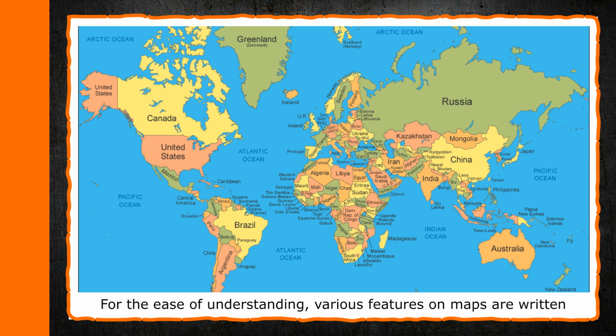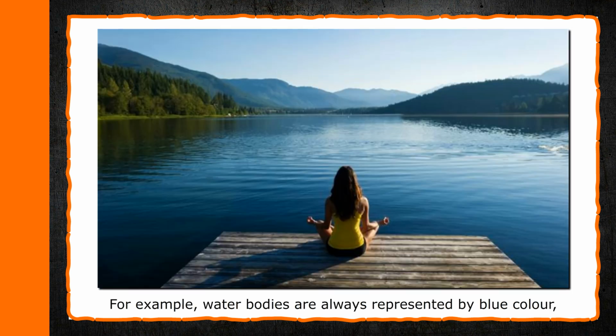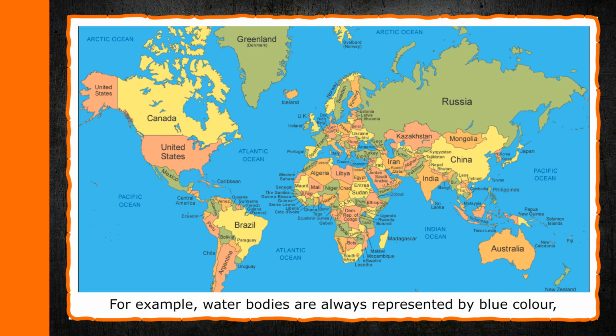Designation. For the ease of understanding, various features on maps are written in different styles for proper representation and saving space. For example, water bodies are always represented by blue color, plains are represented by green color, and highlands are marked in brown color.